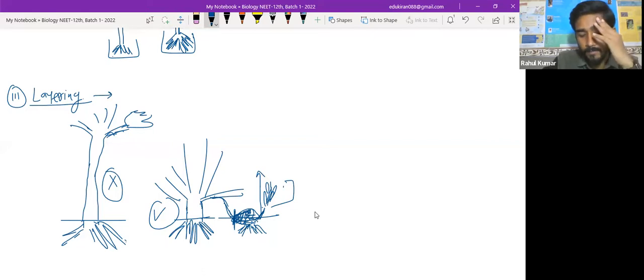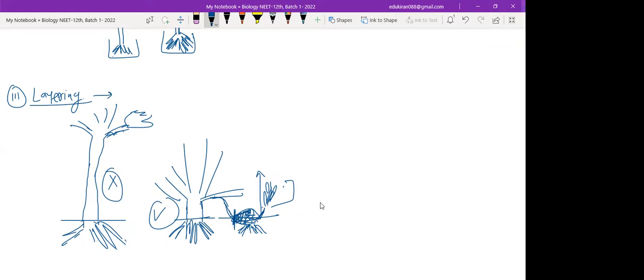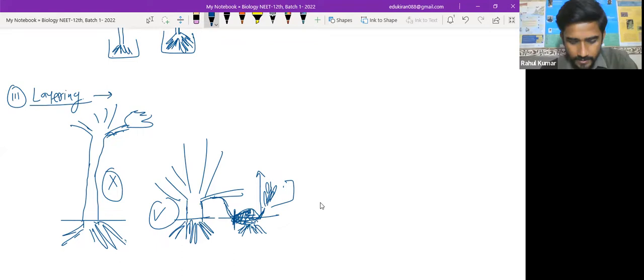Now next point: the plant part covered with the soil develops adventitious roots, sorry, not buds. I said buds. What did I say? The part covered with the soil develops adventitious roots. Develops adventitious roots. Okay.